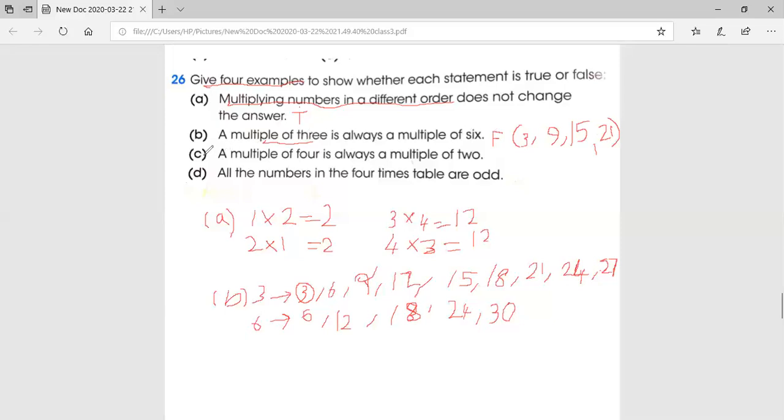Question C and D, you can do as homework. Page number 106, we finished. C and D, do as homework. Next day, we will learn the new page, number 107, the new topic, multiplying and dividing.